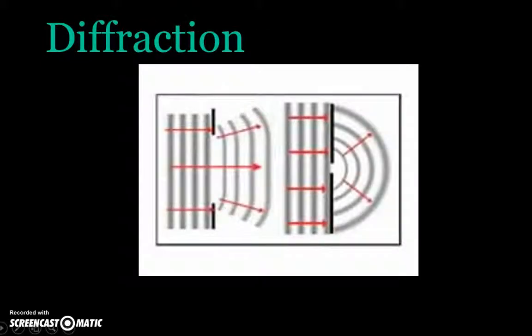And then the last type is diffraction, so you have a barrier or an opening that a wave has to travel through or around, and it causes that wave to bend because of that opening or that barrier. And you can see the difference in a large barrier or a large opening and a small opening. And that's it for chapter 14.